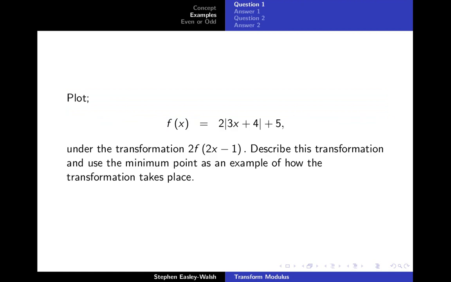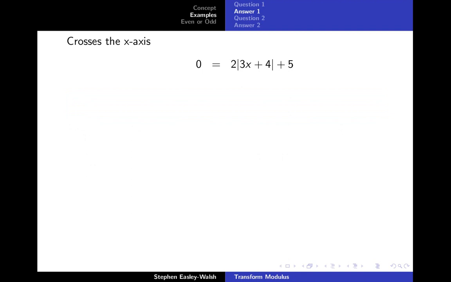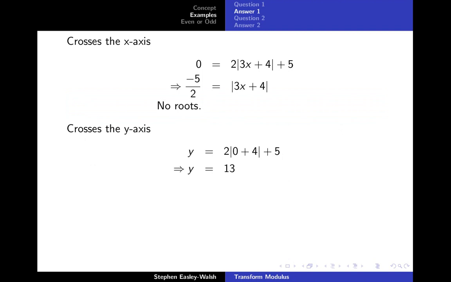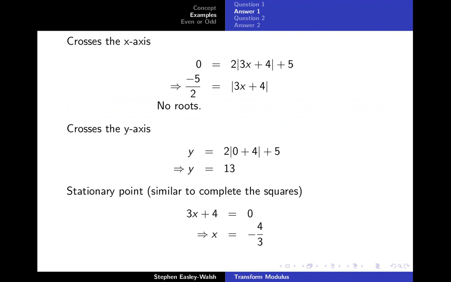For example, plot the function f of x equals 2 modulus 3x plus 4 plus 5 under the transformation 2 f of 2x minus 1. Describe this transformation and use the minimum point as an example of how the transformation takes place. Well, first we need to find the points to draw this graph. And this problem is exactly the same as one we've just seen recently. So I will skip through this part and go on to the transformation part.